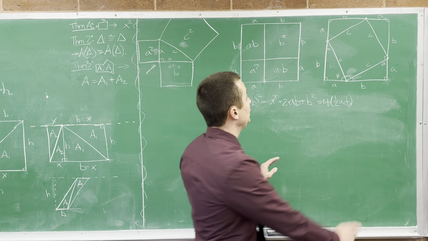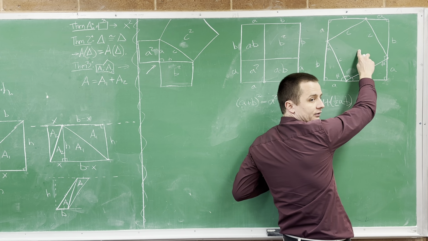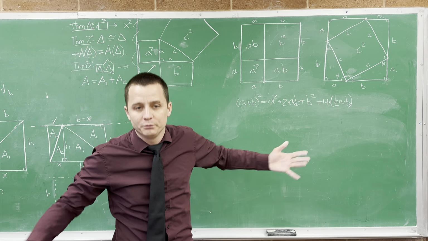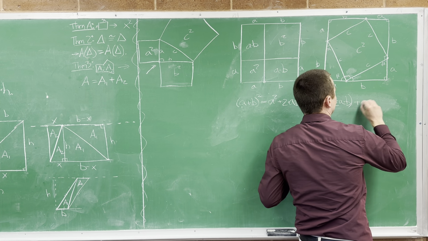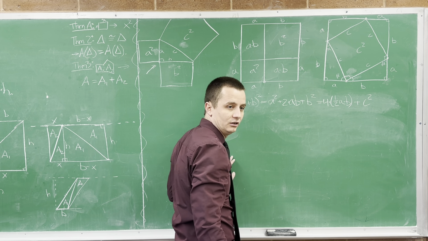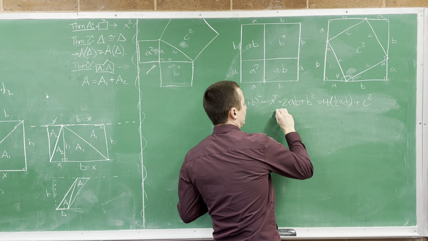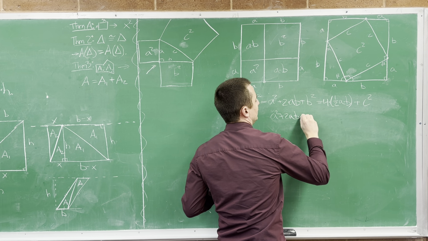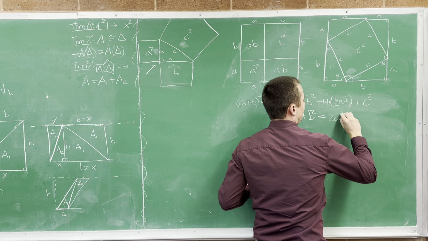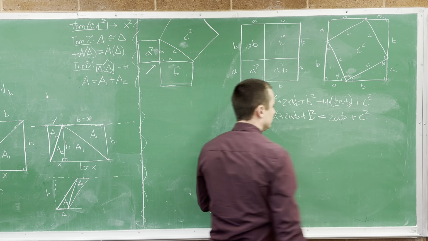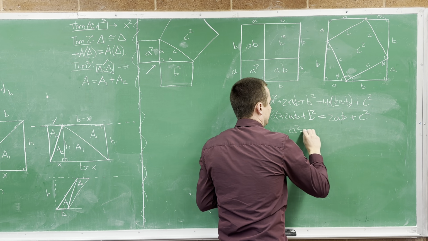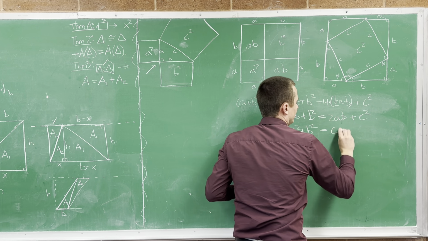Good? And then we miss this inner piece. What's the area of this inner piece? C squared, because it's a square of side length c. That's what c squared means. So plus c squared. Now 4 times 1/2 is 2. So this is a squared plus 2ab plus b squared is equal to 2ab plus c squared. Subtract 2ab from both sides, and I get that a squared plus b squared is equal to c squared.